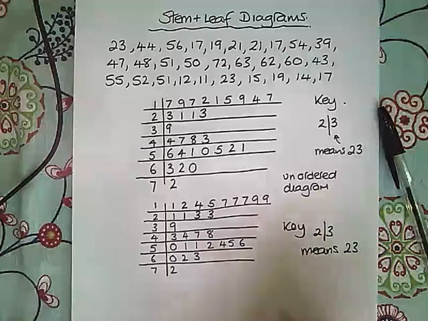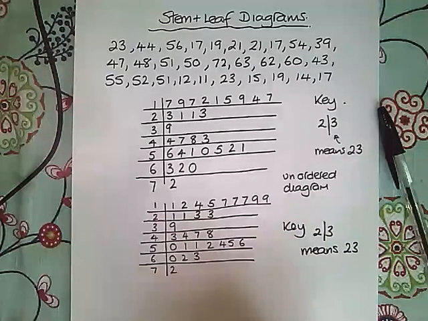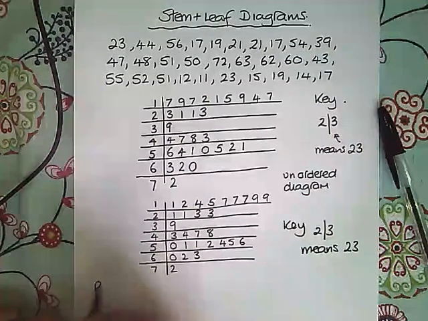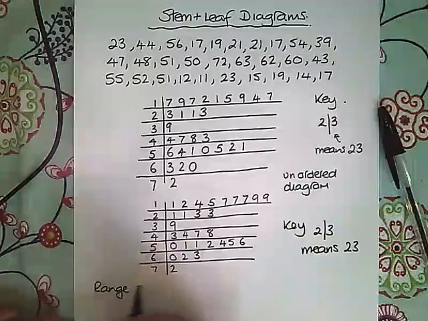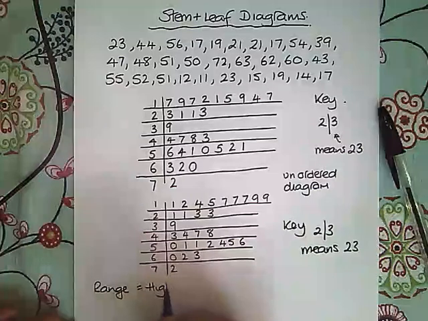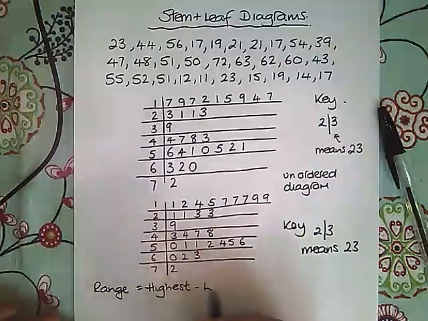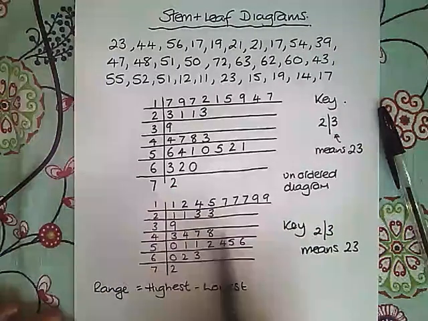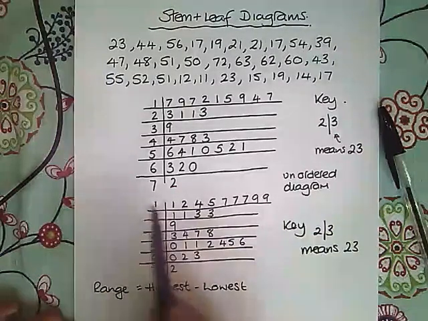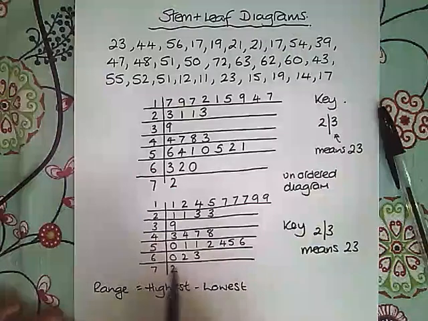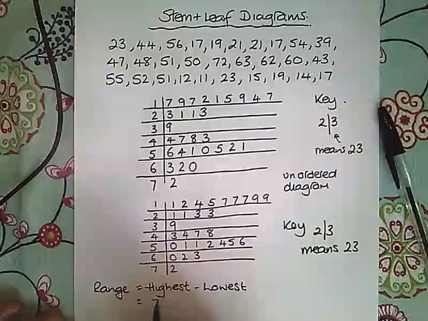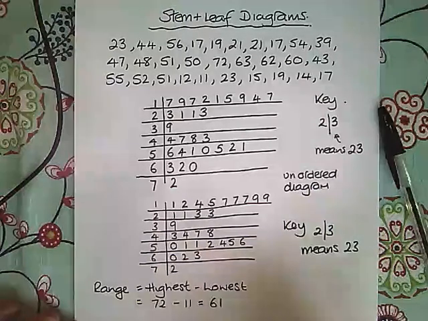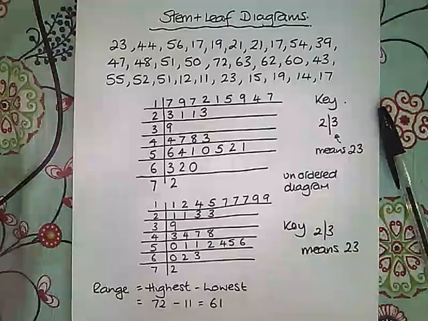Now there's a couple of things you can pick up from a stem and leaf diagram, things you can find out. So remember that the range of a set of numbers is the highest, take away the lowest. And from our ordered stem and leaf diagram, we can see that the smallest number was 11 and the largest number was 72. So 72 take away 11 is 61. So that we could work out the range from our ordered stem and leaf diagram.